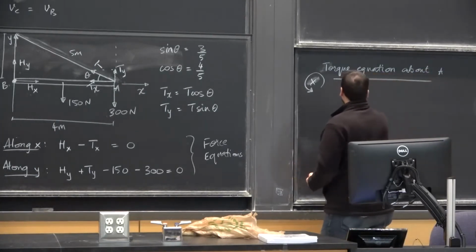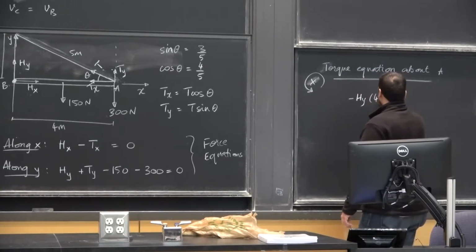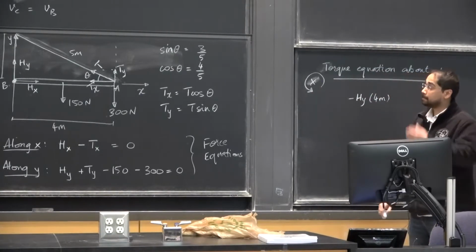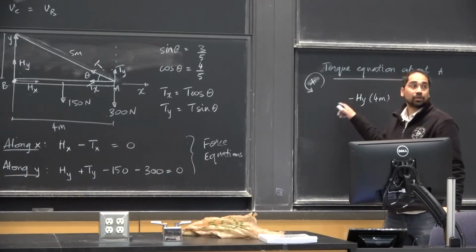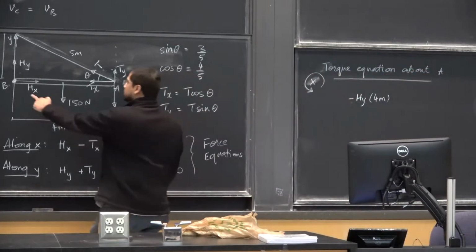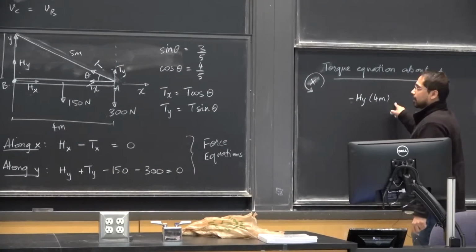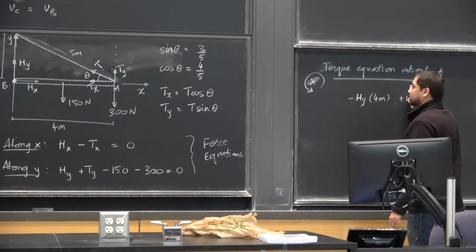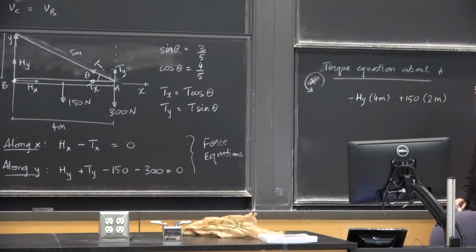One is Hy, measured distance 4 meters from A, and this is negative because this is a clockwise torque. It tends to pull the beam this way. If I were writing equations about B, things would be different. Again, keep this in mind. And a 150 Newton force that gives rise to a counterclockwise torque situated at 2 meters away from A must be equal to 0.